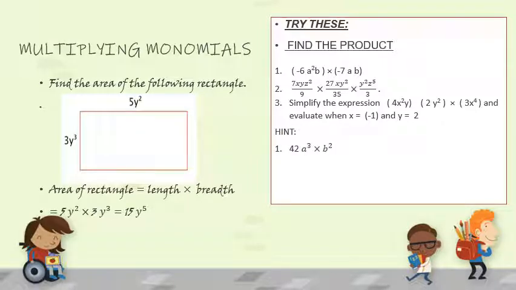The first question's answer is 42a cubed b squared. Second question, the answer is 1 by 5 x raised to 2 into y raised to 5 into z raised to 7. And the third one, when you simplify the expression, it is 24 x raised to 6 y raised to 3. And the value of the expression, when you substitute x equals minus 1 and y equals 2, is 192. Hope that you got the correct answer.